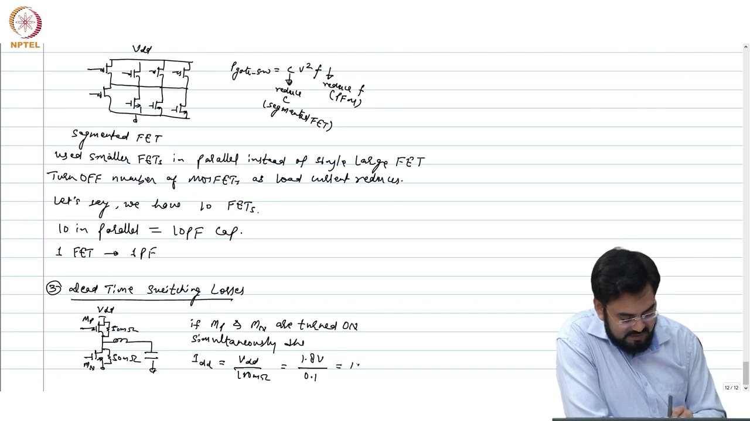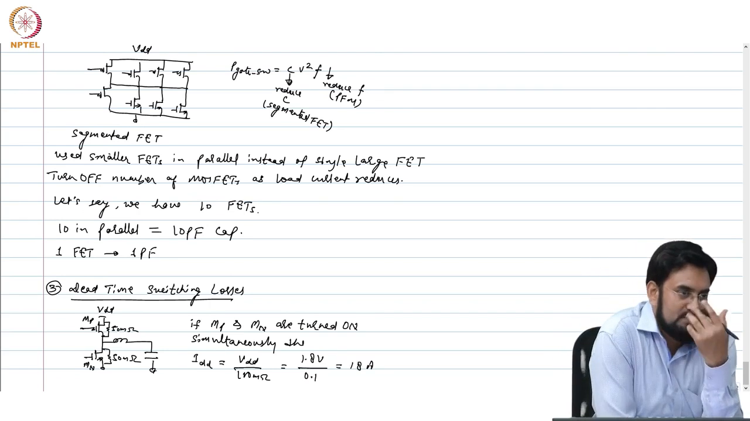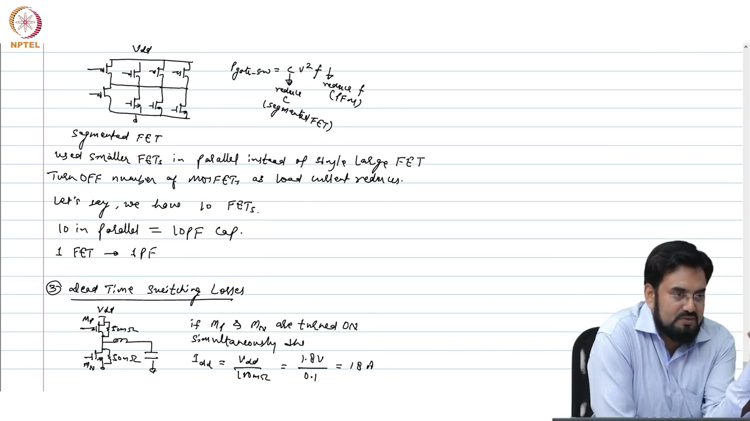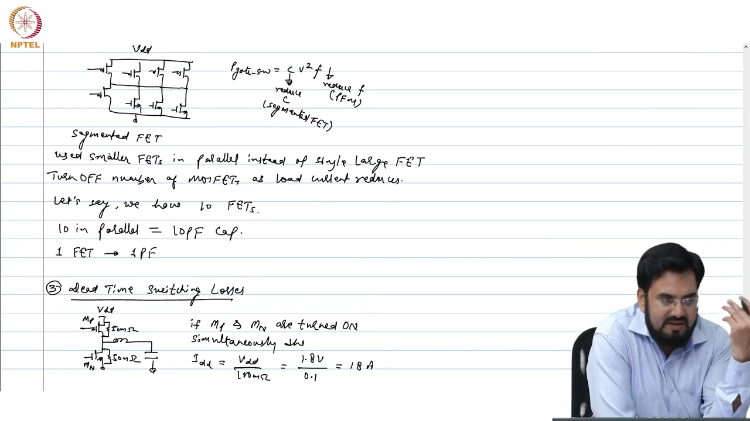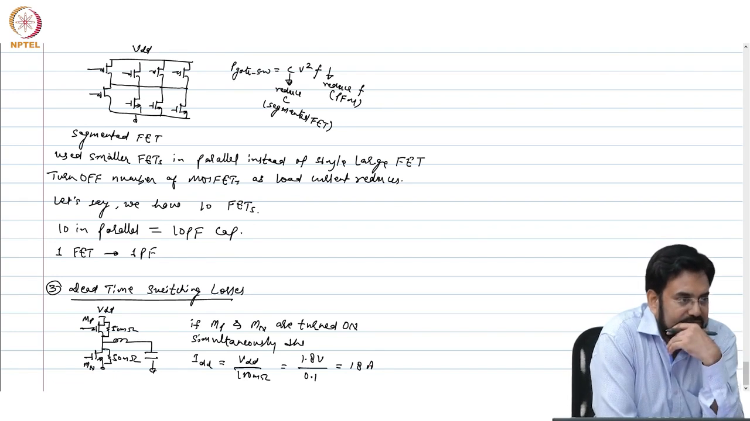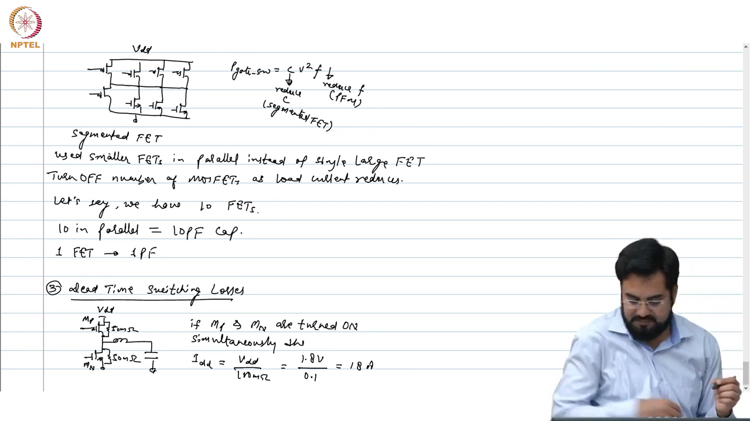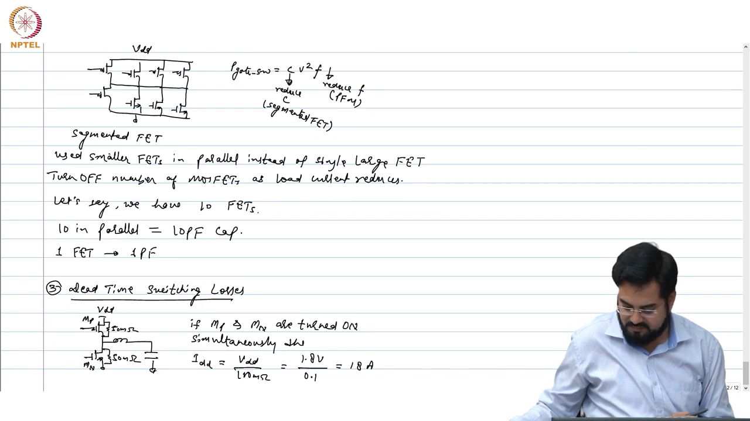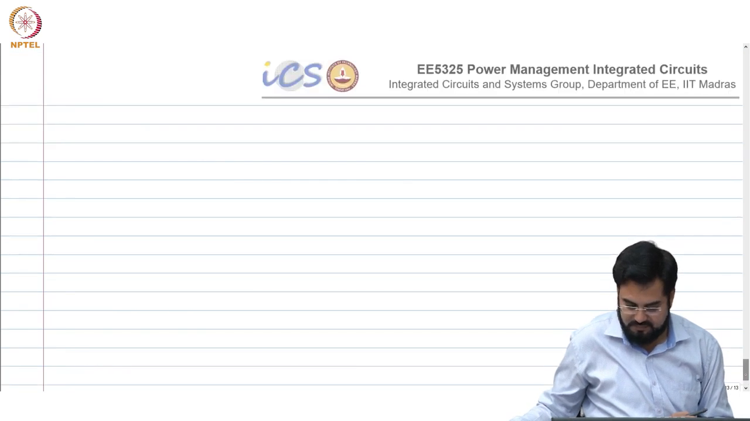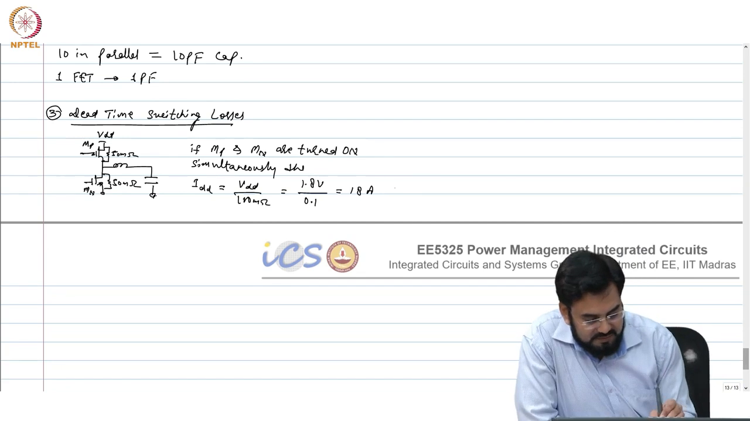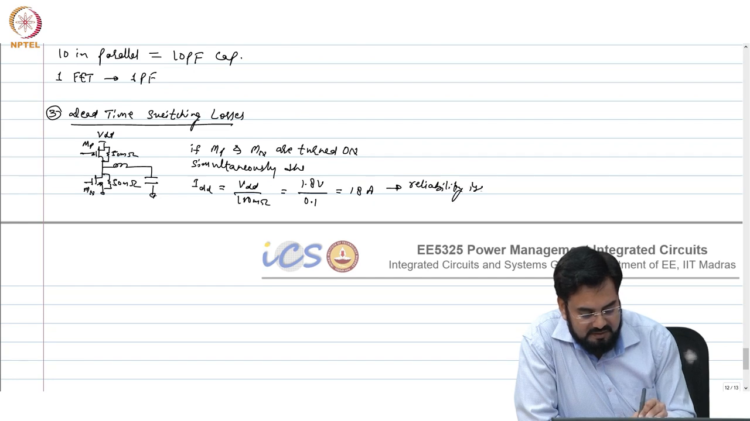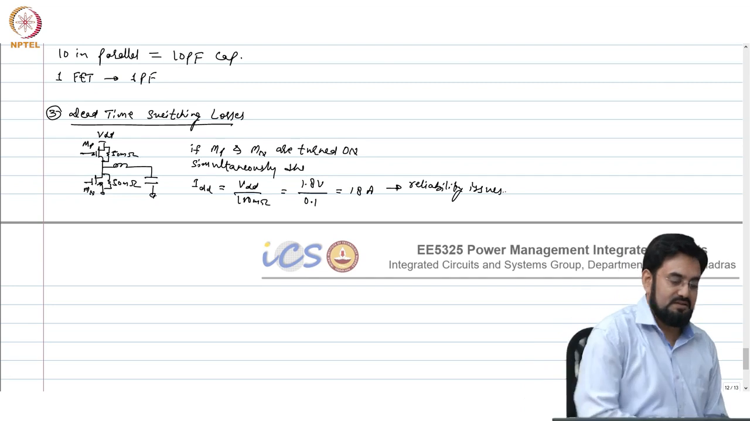how much? 18 amp. Okay, and you have sized this to drive maybe 1 amp or 2 amp. So 10 times more current, it will break your power FET. Okay, it will damage your metals, it will damage your FETs, everything. So these we have reliability due to height.